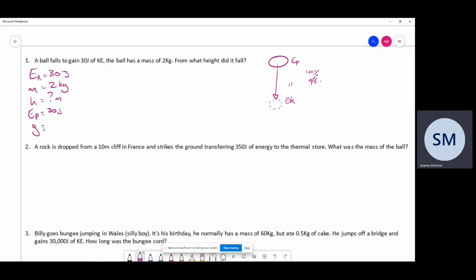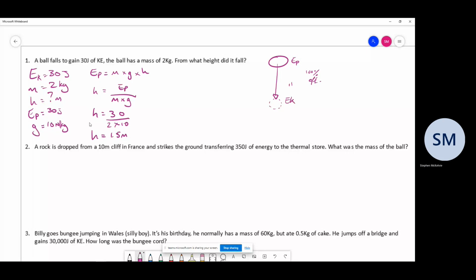And also, let's not forget that the force due to gravity is 10 newtons per kilogram. So I can actually use this equation, EP equals m times g times h. Rearrange that for height. I do that just by swapping the top with the bottom. My height will equal 30 divided by 2 times 10, giving me a height of 1.5 meters. Oop, I'm just double checking that. Yeah, 30 divided by 20. Okay, lovely.